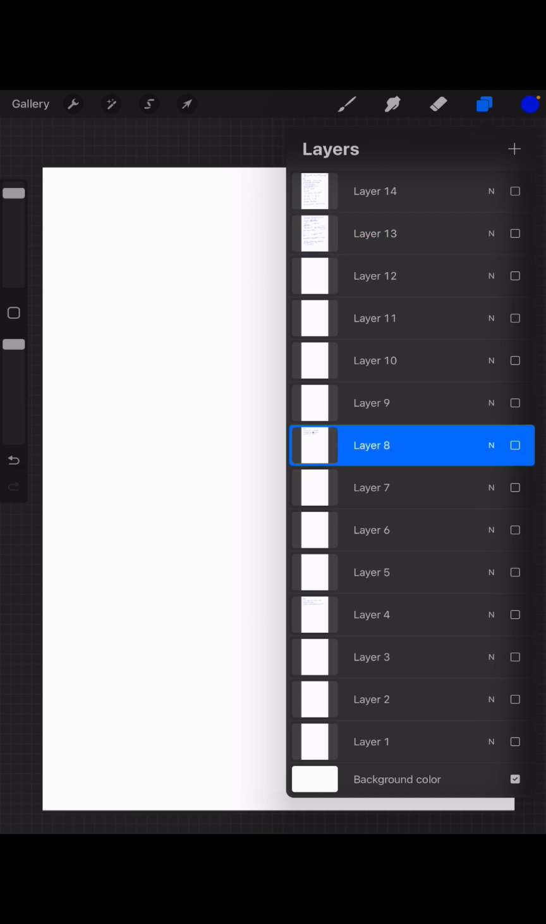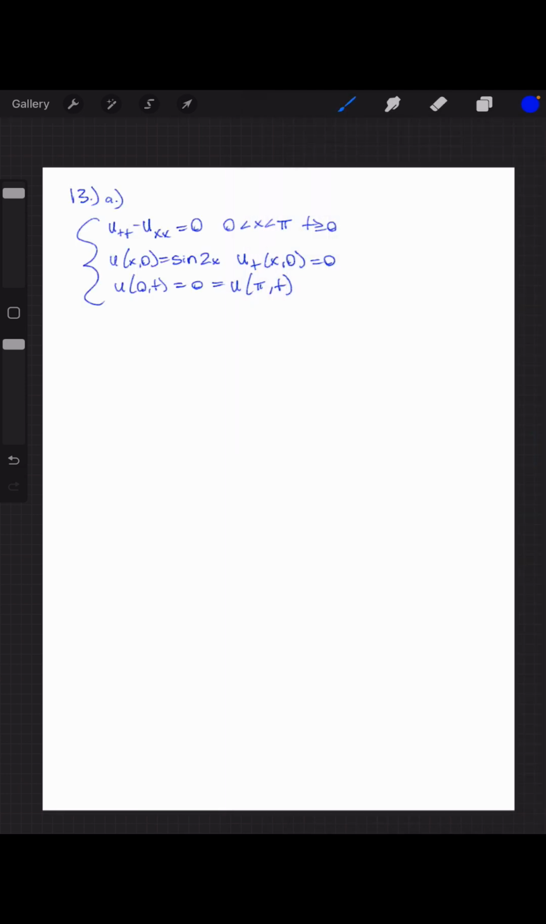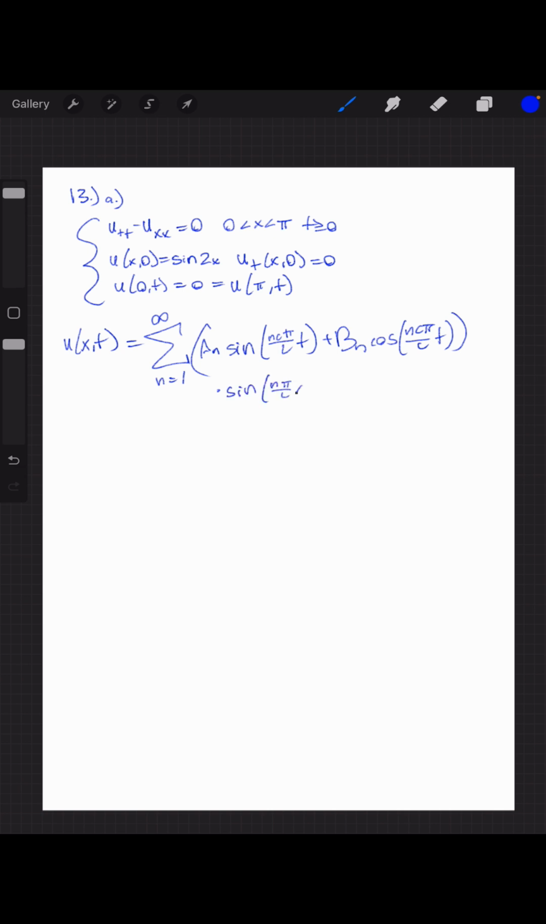So we have right here 13a. We have our general solution, which is going to be u of x comma t equals the summation of n equals 1 to infinity of a_n sine(n c pi over L times t) plus b_n cosine(n c pi over L times t), all multiplied by sine(n pi over L x).